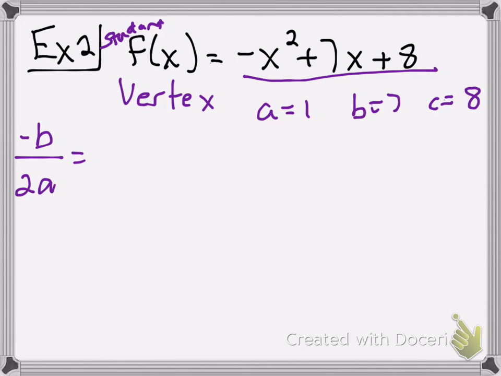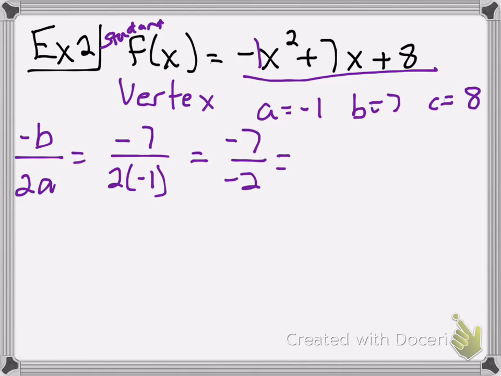Notice I went back to the original problem. Now let's plug and chug here. Opposite of B, opposite of 7 is negative 7 over 2 times A. Now, I forgot something. A is not 1, it's negative 1. Okay, so I need to write negative, oh my goodness, 2 times negative 1. Alright, let me fix that real quick. So now I got negative 7 divided by negative 2. Well, that equals 3.5. That is H.